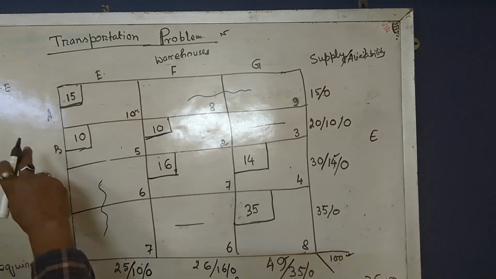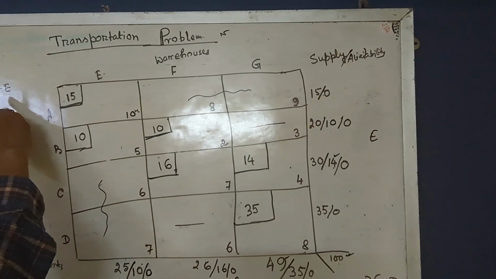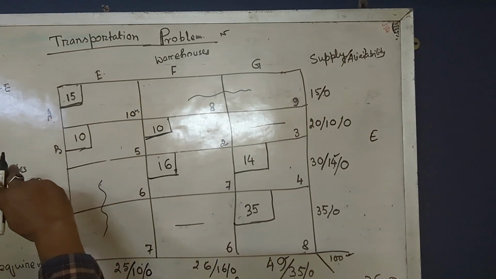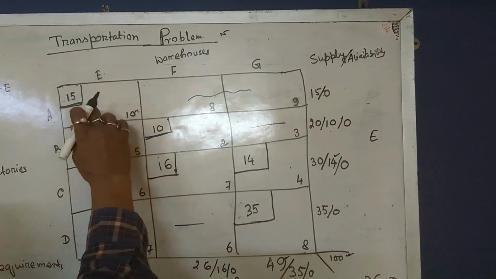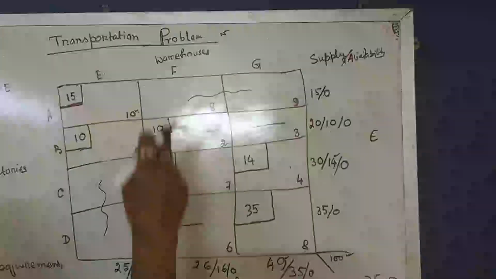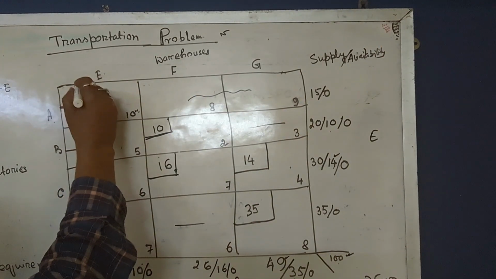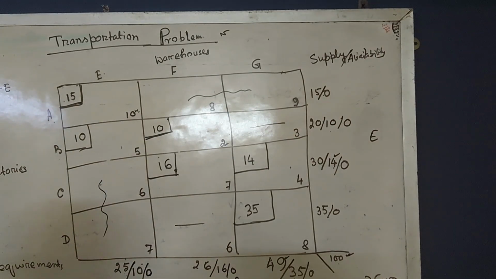This method is called northwest corner rule, NW method. This is east, west, north, south. Northwest means this point. We'll start from this point. That's why it is called northwest corner rule.